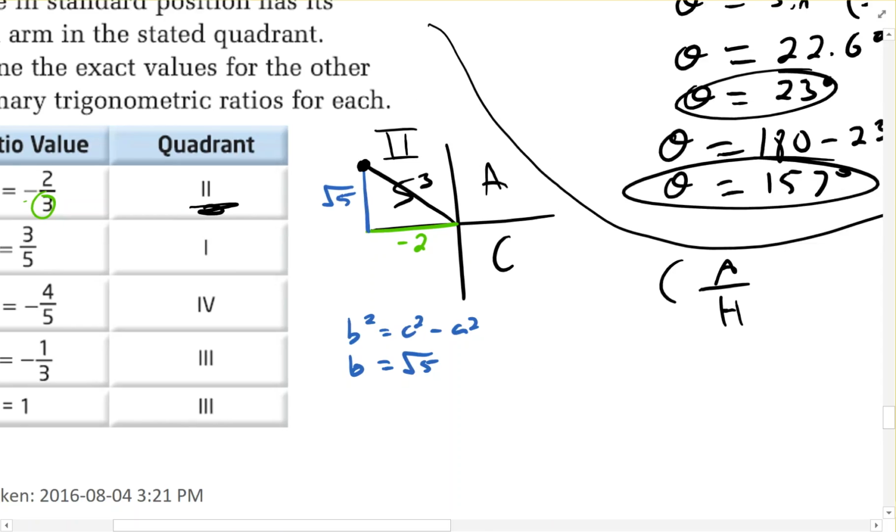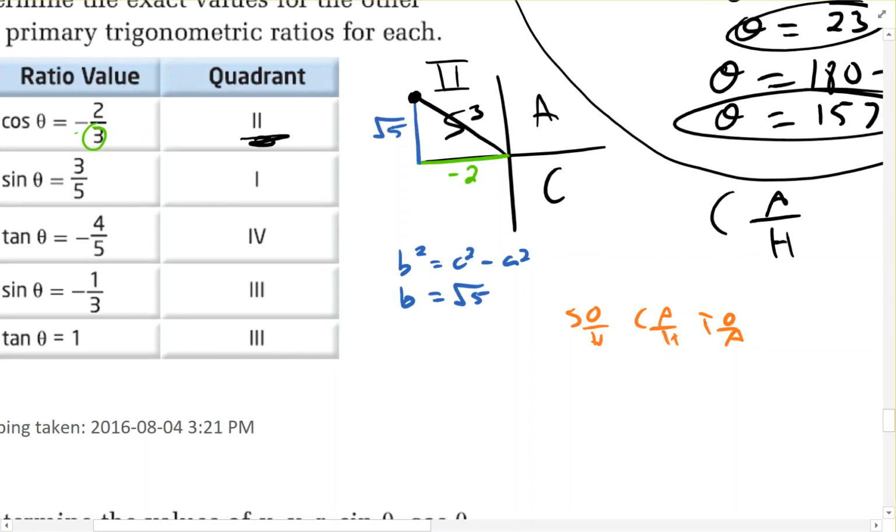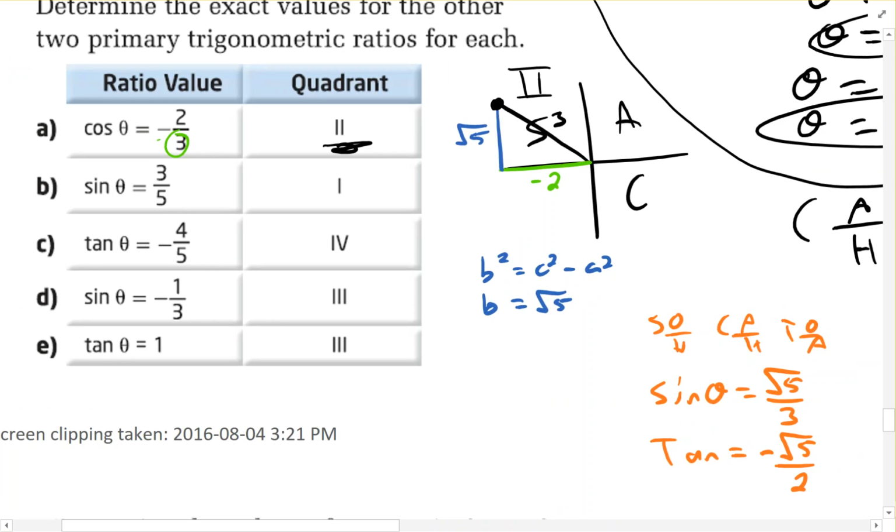So now that I know that, now it's just using SOHCAHTOA, right? The other two are sine and tan. So sine theta is equal to opposite over hypotenuse, so square root 5 over 3. Tan is equal to opposite over adjacent, so that's going to be negative square root 5 over 2. Notice I put the negative up top. Doesn't matter. I just wanted to do it to kind of mess with your heads, because square root 5 over -2 means the same thing, right? Okay, so that's how you do those ones.